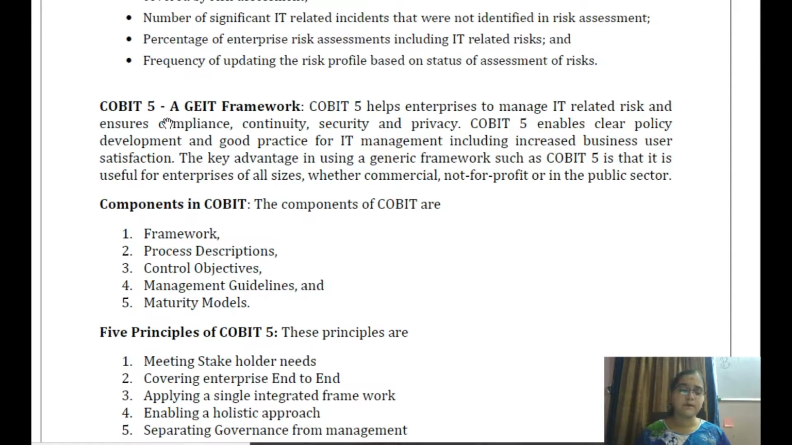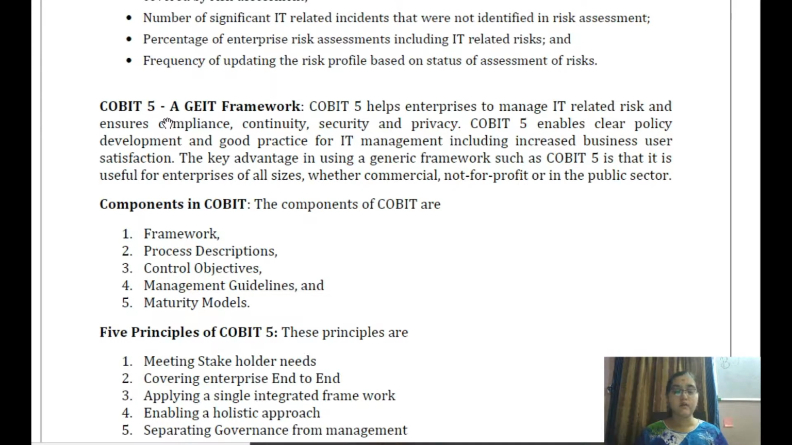Now, who has developed it? It has been developed by the Information System Audit and Control Association, ISACA, and the IT Governance Institute. So two institutes came together to prepare COBIT, and it was developed in the year 1996. Now currently we are using COBIT 5. COBIT 5 aims to provide an end-to-end business view of the governance of enterprise IT, and it reflects the role of IT in creating value for the business. So this is a small introduction to COBIT 5.